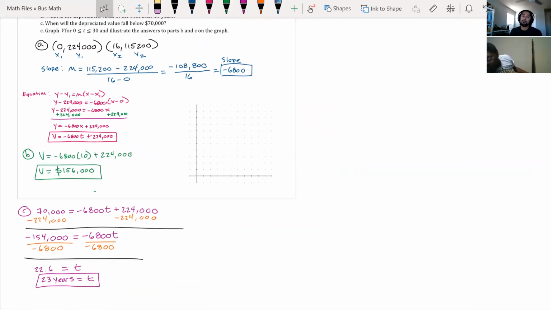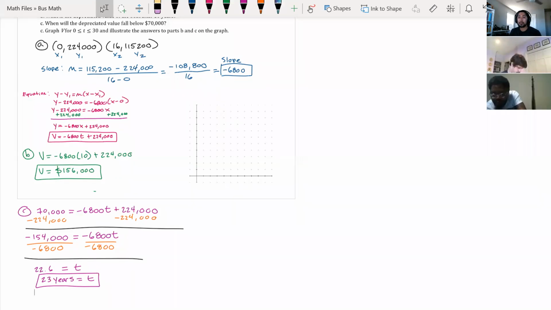There's A, there's B, there's C, and then the last question, which is also C, which should be D. Graph V, basically graph our function on the domain restriction 0 to 30 and illustrate the answers to part B and C on the graph. Okay, so let's go ahead and learn how to label our graph.